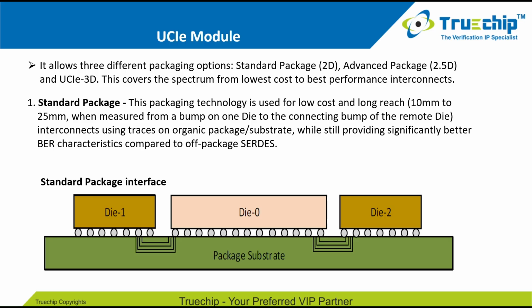To achieve this, UCIe defines three distinct packaging options. The first is the standard package, or 2D. As you see in this diagram, this involves mounting the dies side by side on a traditional organic package substrate. This technology is optimized for low cost and a longer reach, anywhere from 10 to 25 millimeters. It provides a massive improvement in signal integrity compared to off-package.